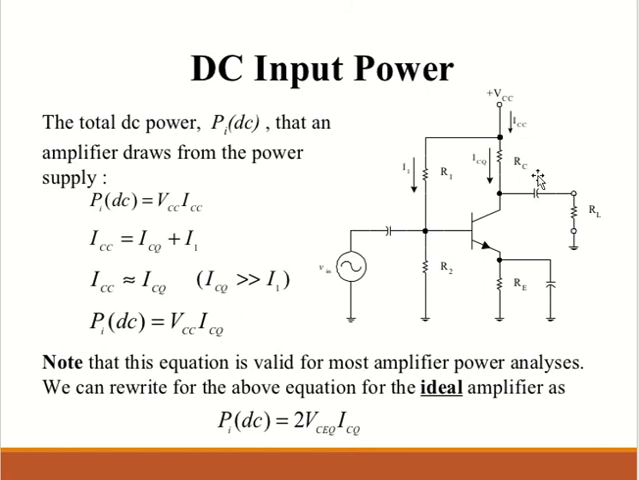Here the value of RC is very low, so the maximum current will pass through the resistance RC. And here we can say ICC is I1 plus ICQ, and since the ICQ value is much greater than I1, ICC will be approximately equal to ICQ. In this equation we put the value of ICC, so it becomes VCC multiplied by ICQ. In case of an ideal amplifier, we can write VCC is equal to 2 VCEQ and put the value of ICQ. So this is your DC input power.